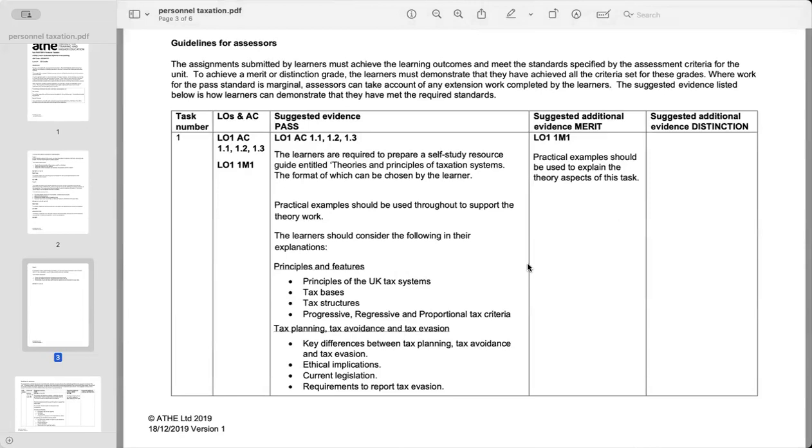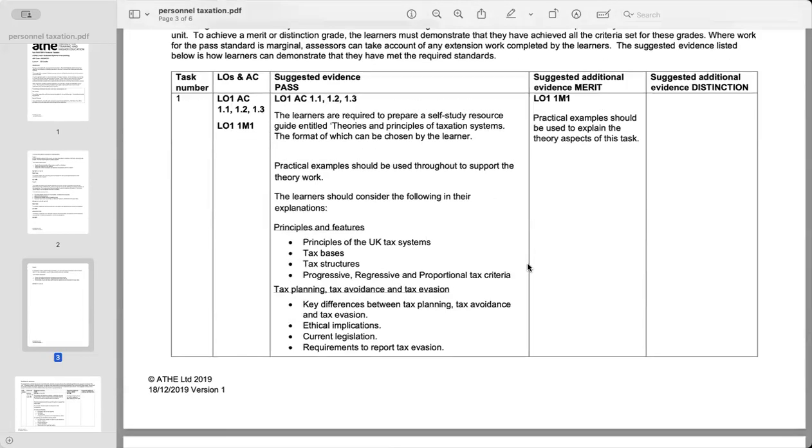The criteria is here. Your explanations should cover principles of the UK tax system, tax base, tax structures, progressive, regressive, and proportional tax criteria, and key differences between tax planning, avoidance and evasion, ethical implications, current legislation, and requirements to report tax evasion.